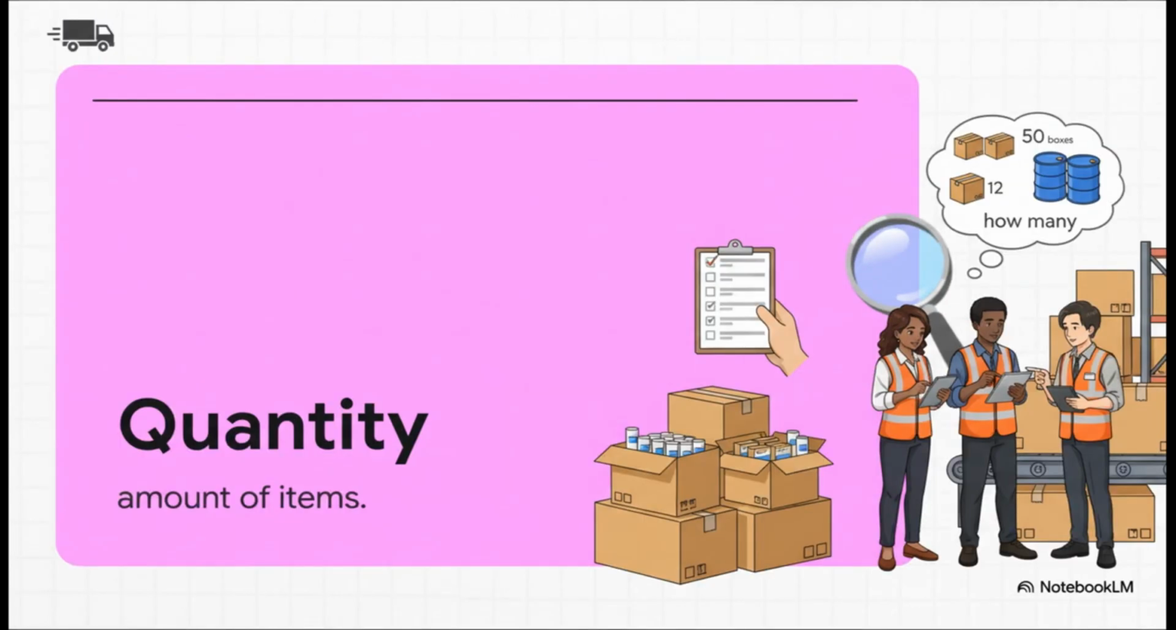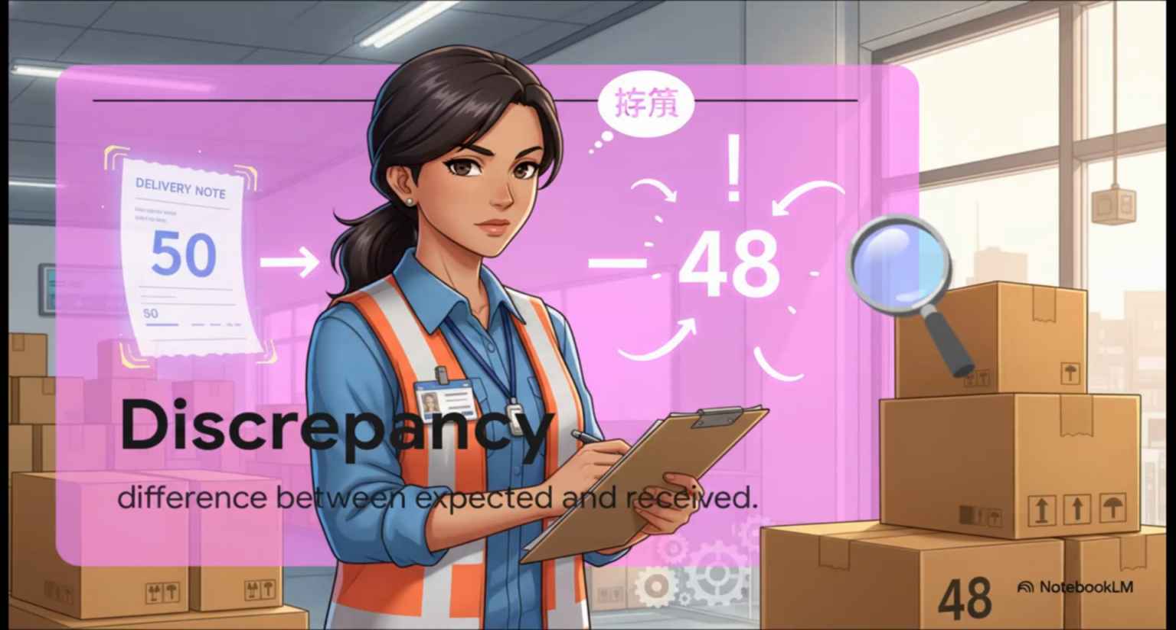The delivery note will always show the quantity. This is a simple one. It just means how many. So if the paper says 50 boxes, the quantity is 50. Easy enough. Okay, now for a more professional sounding word, discrepancy.